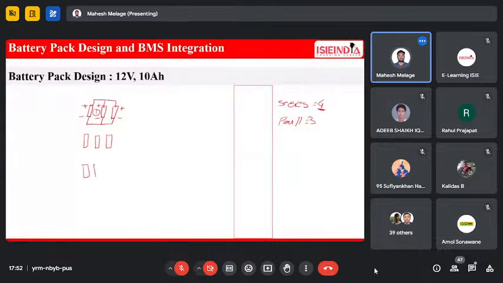This is the 4 times. The positive are connected to each other across. The negative are connected to each other across. Okay, this is the second one. This is the third one. And this is the fourth one.